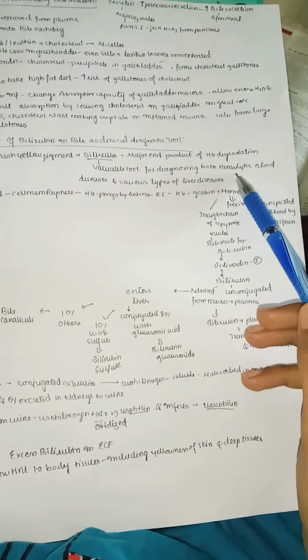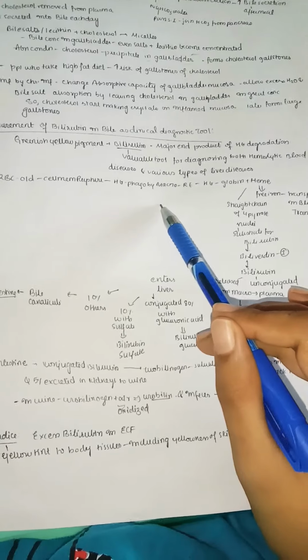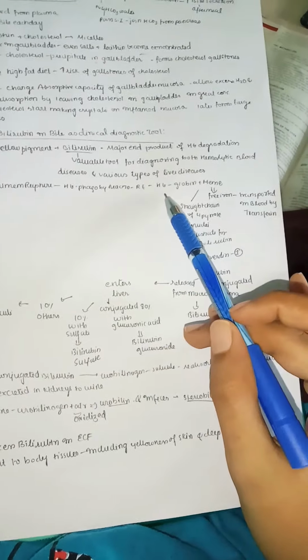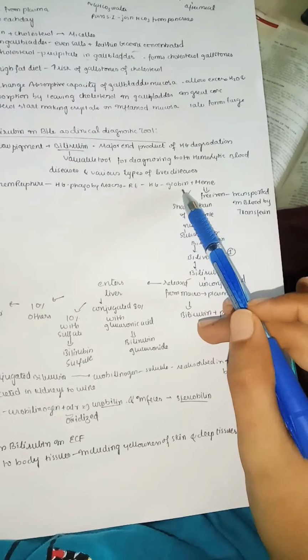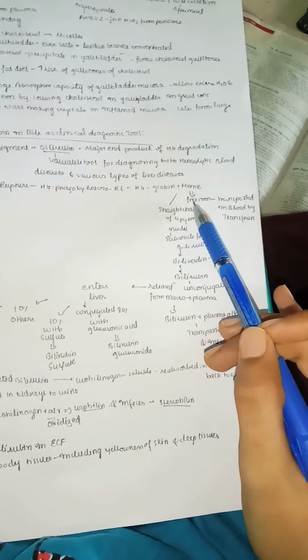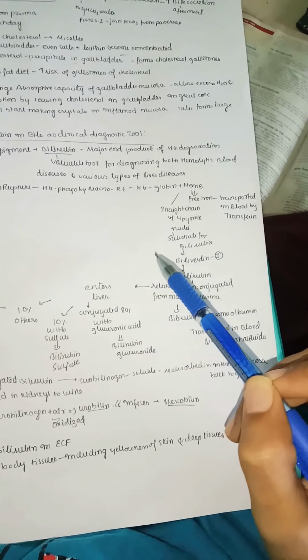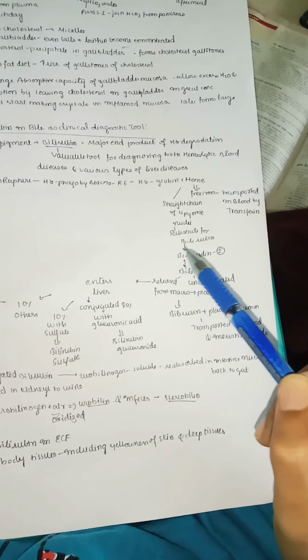Whenever the RBC gets old, its cell membrane gets ruptured, so hemoglobin is released and it gets phagocytosed by macrophages. This is called the reticuloendothelial system. Now the hemoglobin is exposed and it breaks down into globin and heme, and the heme releases free iron which is transported in the blood by transferrin. But other than that, if heme gets broken down, it may also form straight chains of 4 pyrrole nuclei. These straight chains with 4 pyrrole nuclei act like a substrate for bilirubin.